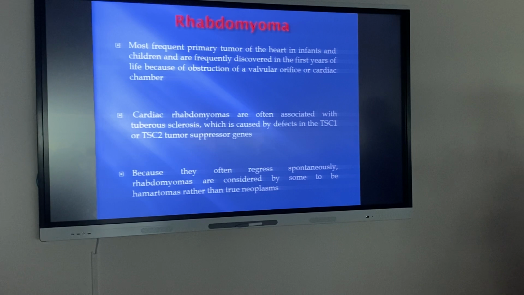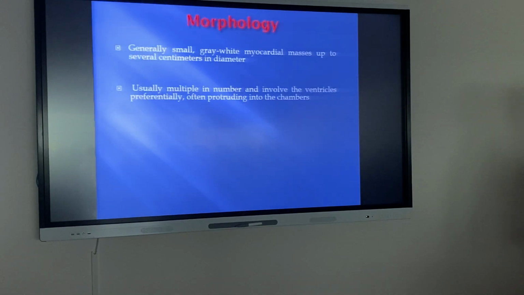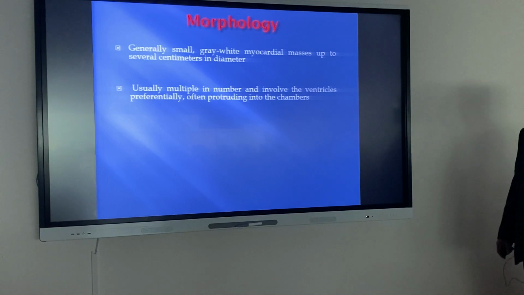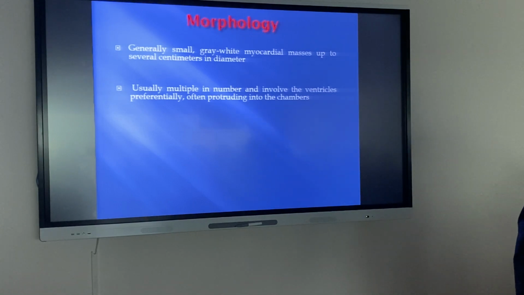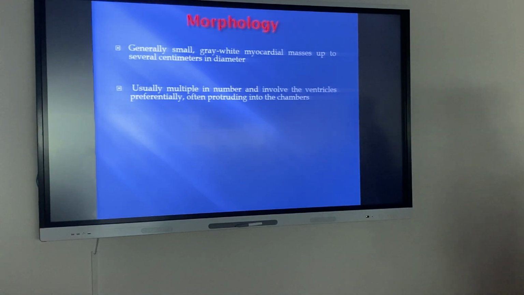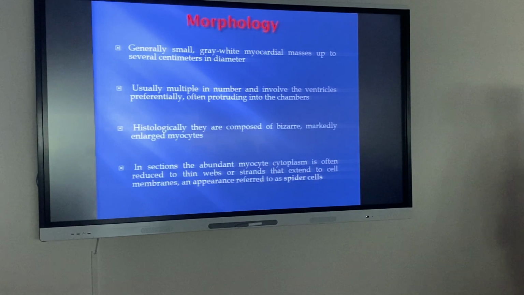So they say probably a hamartoma was there. You know about hamartomas, right? Yes, hamartomas are not true tumors. They are tumor-like lesions which regress automatically. Morphologically, they are generally small, grey-white myocardial masses up to several centimeters, 4, 5, 6. Usually multiple in number and found in the ventricle. Myxomas are present in the atrium, mostly the left side. These are present in ventricles, and often protrude into the chambers.